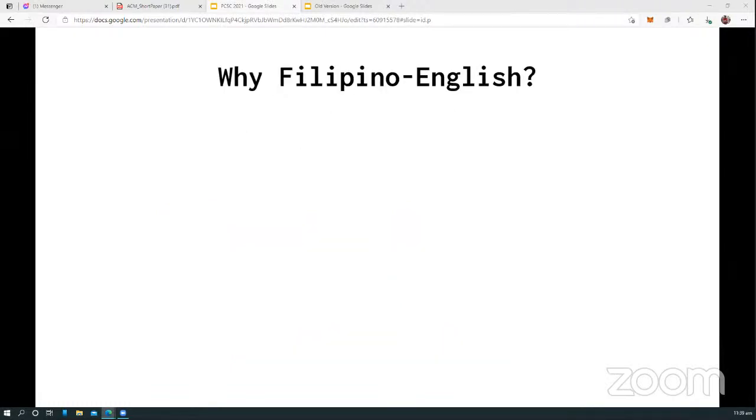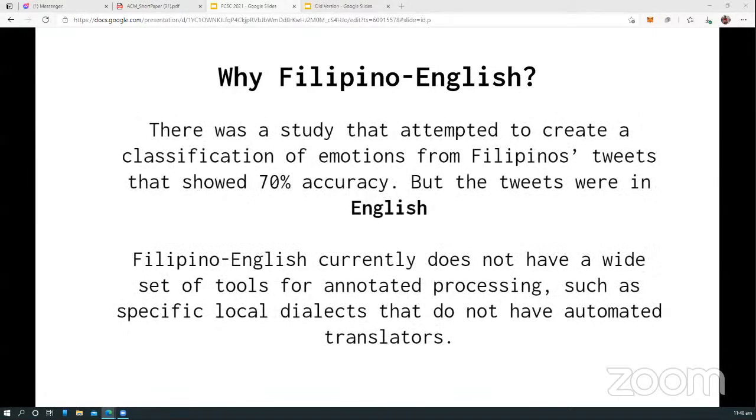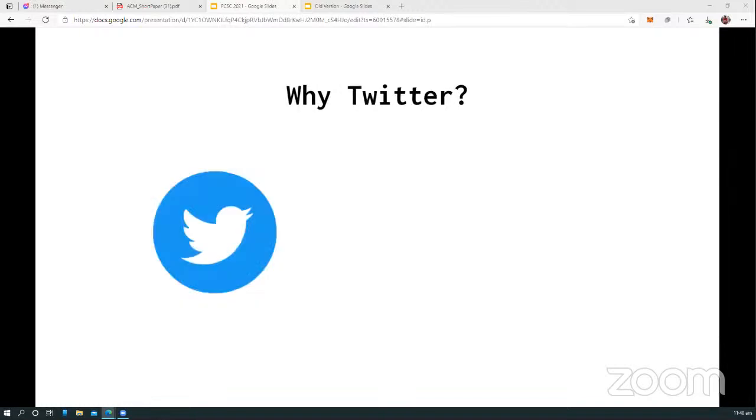So why Filipino English? Well, aside from Filipino being one of our languages, there was a study that attempted to create a classification of emotions from Filipinos' tweets that showed 70% accuracy. But the tweets were in English. The accuracy was used as a baseline for this research. Aside from that, Filipino English currently does not have a wide set of tools for annotated processing, such as specific local dialects that do not have automated translators. That is a major challenge in sentiment analysis that is covered in the research.